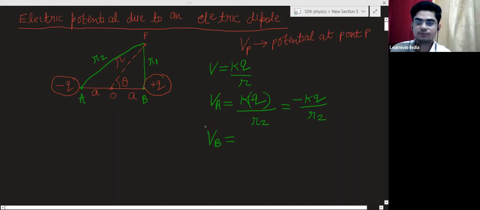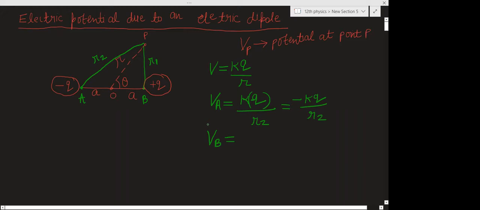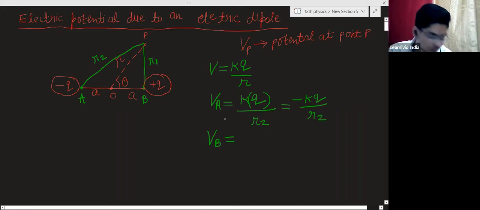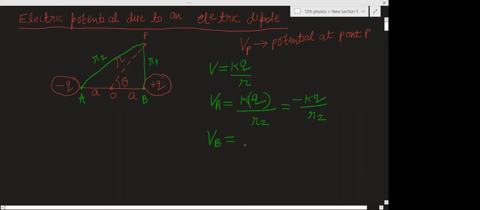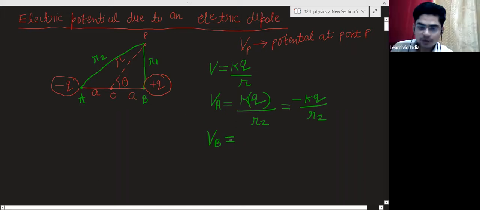Nawal, hello. Yes, sir. Do you have any problem till here? No. Oh, fine, very good. So now I am calculating the potential at point P due to this positive charge which is placed at a distance R1. So how can we calculate? K Q divided by R1.